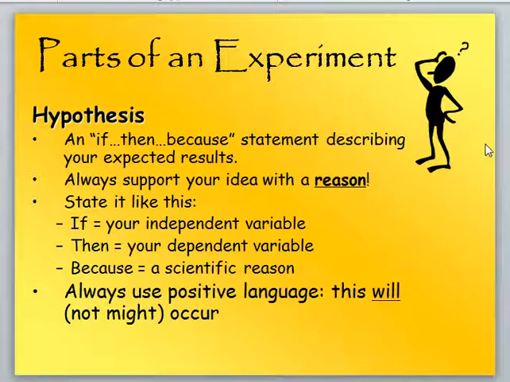This is typically stated in a certain way in order to make sure that all the points are covered. So I tell my students, you need to use an if-then-because statement. You always have to support whatever you think is going to happen with a reason, and you would state it in this manner. The if would go with your independent variable, the then would be your dependent variable, and the because would be your scientific reason. It's always important to use positive language, saying this will occur, not it might occur.